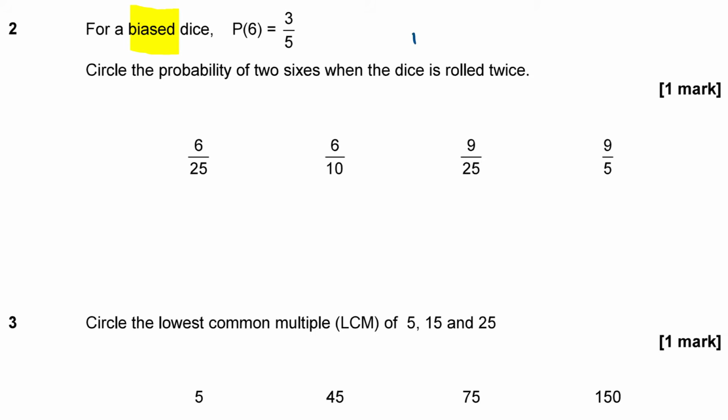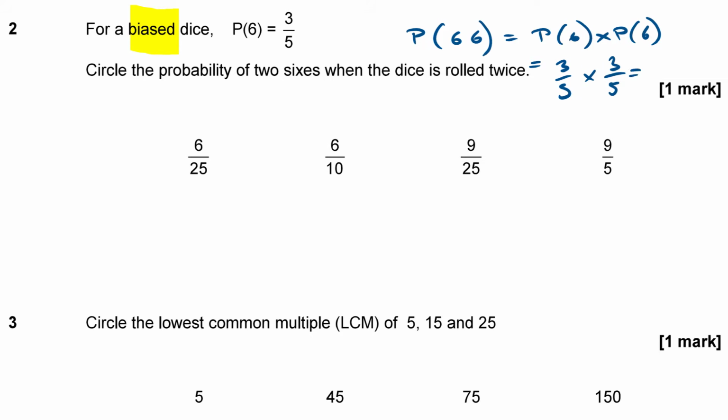Okay, so the probability then of a 6 followed by a 6, that's going to be the probability of a 6 times the probability of a 6. And in probability means multiply, or is add and is multiply. It's just a kind of rule of thumb that you can use. So the probability of 6 and 6 is going to be the probability of 6 multiplied by the probability of 6. So basically we're just multiplying 3/5 and 3/5 together. So 3 times 3 is 9, 5 times 5 is 25. So it's going to be that one there, 9/25.